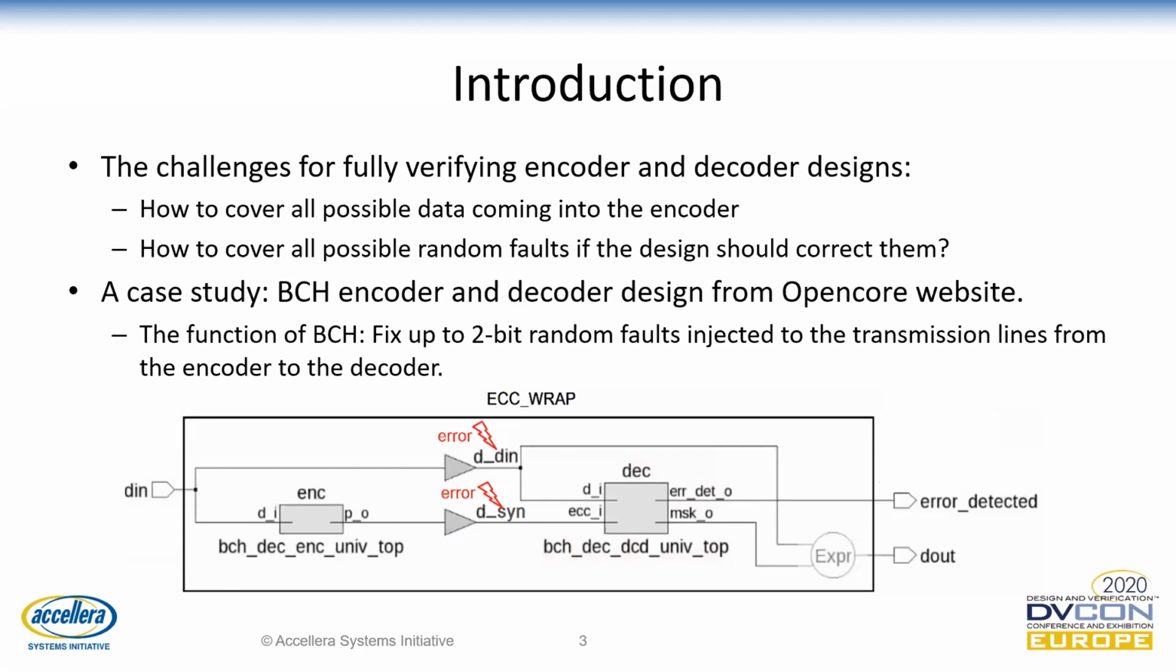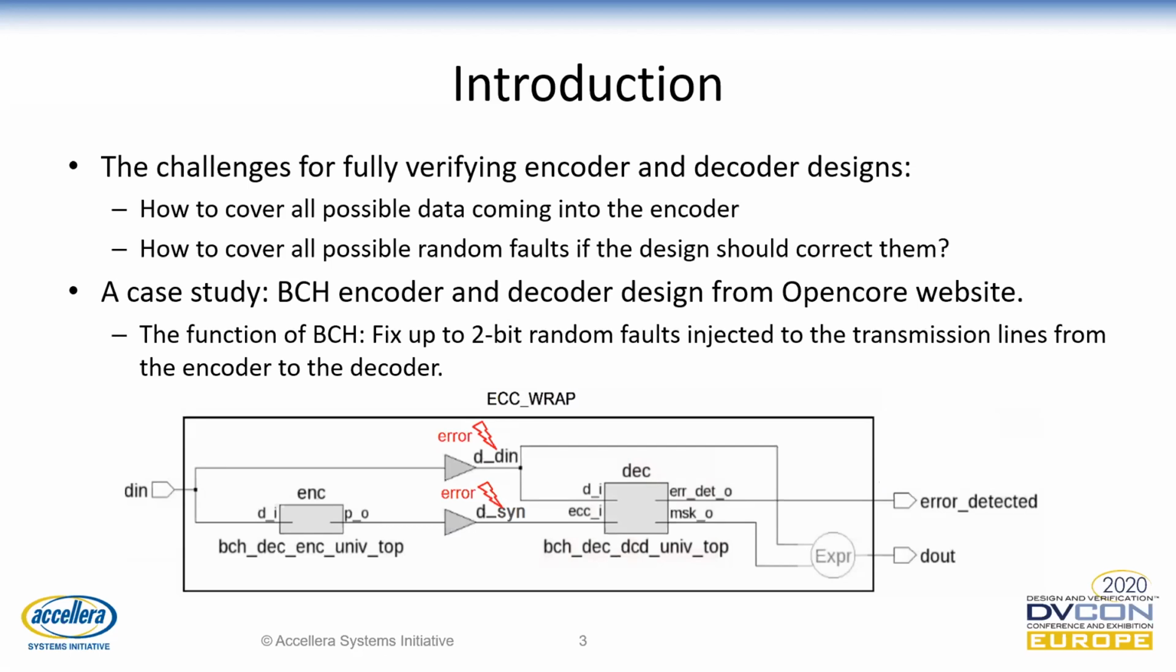Considering designs that can correct random faults, it is even harder for simulation to cover all errors happening at any bit and any random time. The traditional simulation method is not sufficient for verifying encoder and decoder designs. In this presentation, I will introduce two formal verification methods, property checking and sequential logic equivalence checking, that can exhaustively verify the functions of encoder and decoder designs.